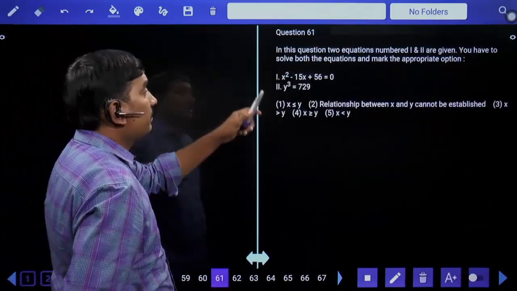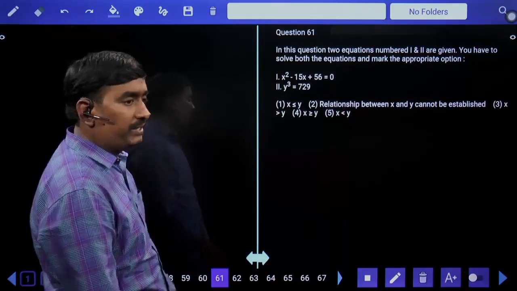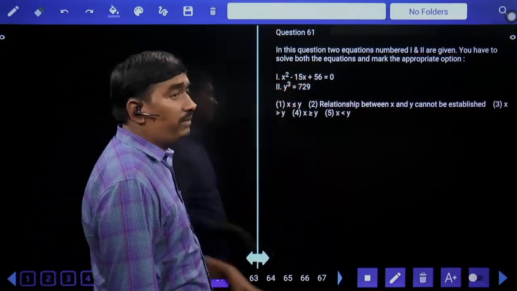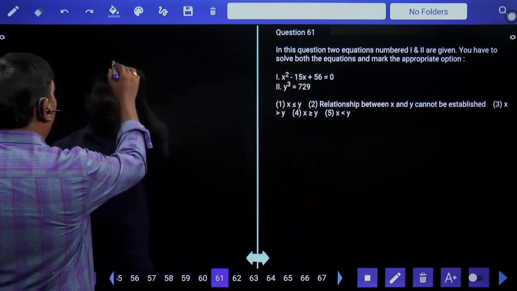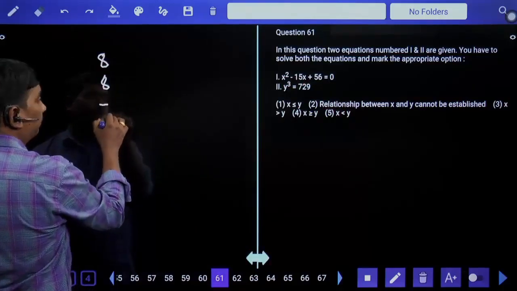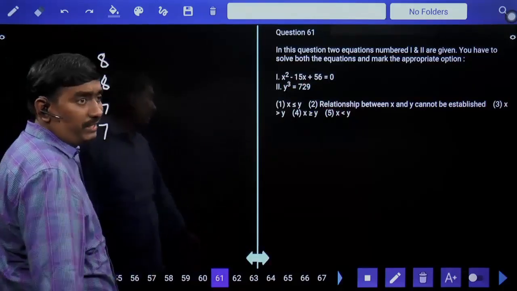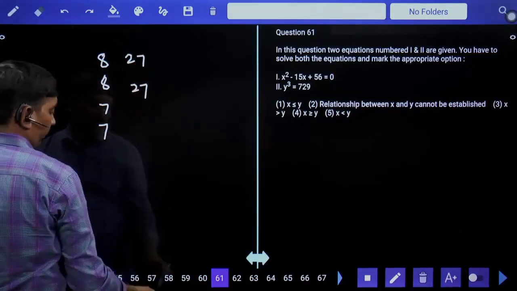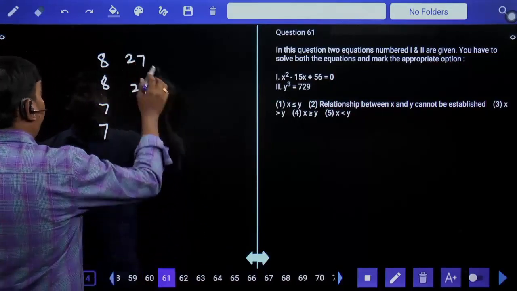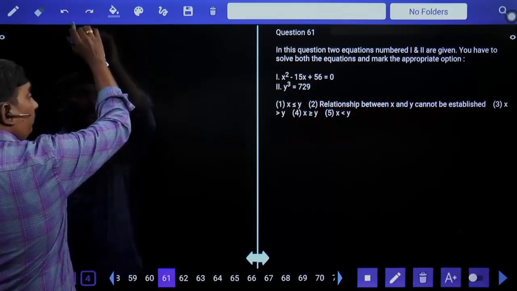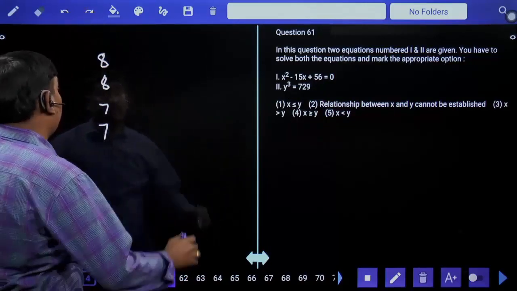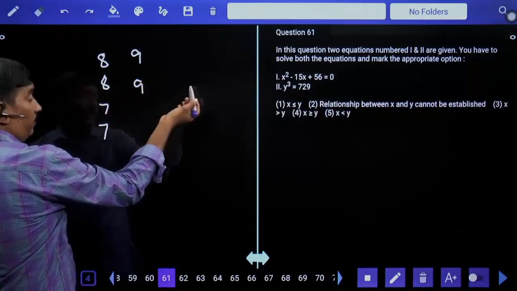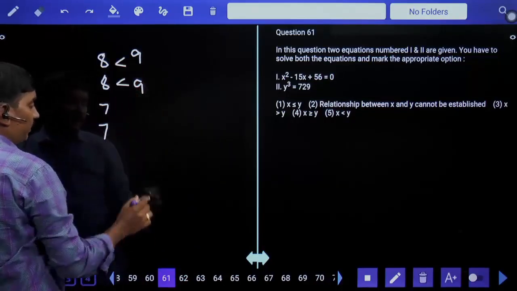Quadratic equations. 8 7s are 56. Minus 8 minus 7 will give us minus 15. Finally plus 8 plus 7. Y cube is 729. Y value plus 27. Sorry, 7 cube is 343. Sorry, 9 cube is 729. So Y value 9. So Y value 9 means even though X less than Y is your answer.